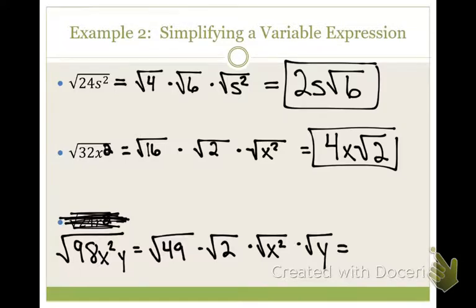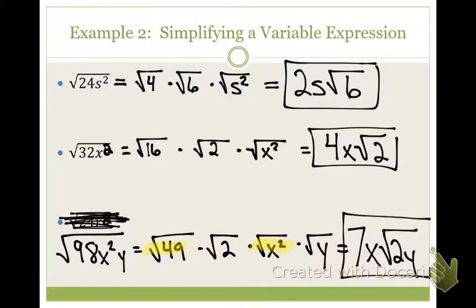So which terms in here can I take the square root? 49 and x squared. So those I'm going to pull out. What's the square root of 49? 7x to the square root of 2y. Y had to stay inside because there was only one y. X had 2, so I could pull that one out. All right, any questions?